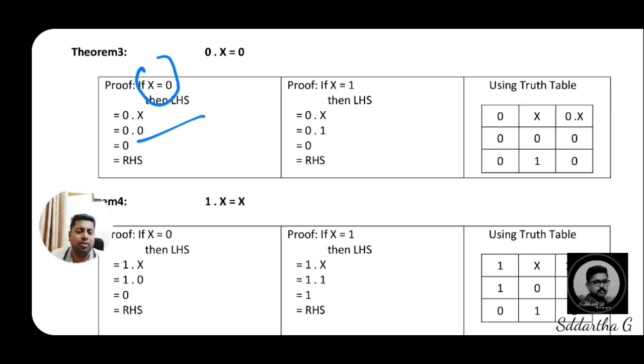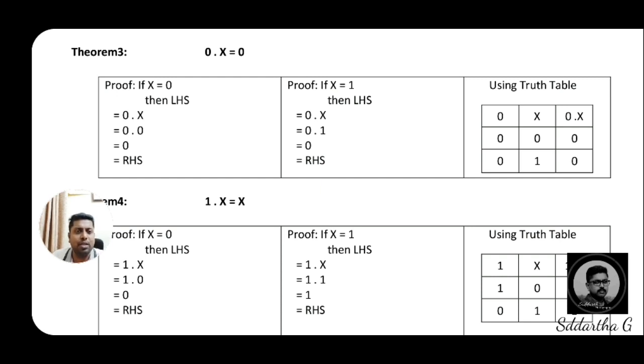Then once again, consider the x value equal to 1. Then LHS is 0 into 1 is equal to 0. As we know the binary multiplication rule, any input multiplied with 0, 100% we will get the result as 0. Then coming to the truth table method for theorem 3.